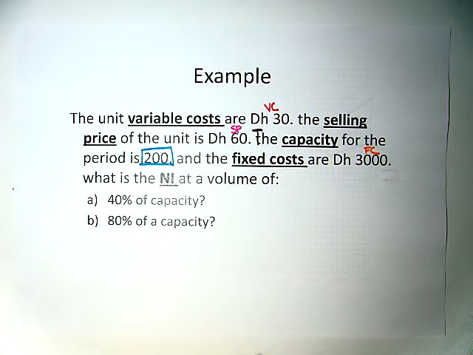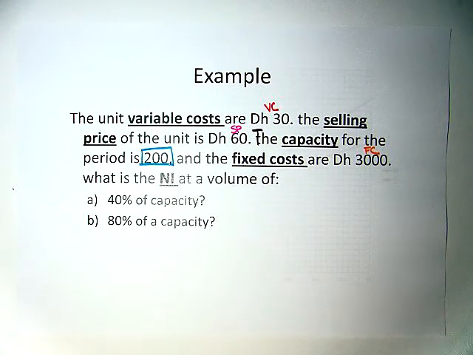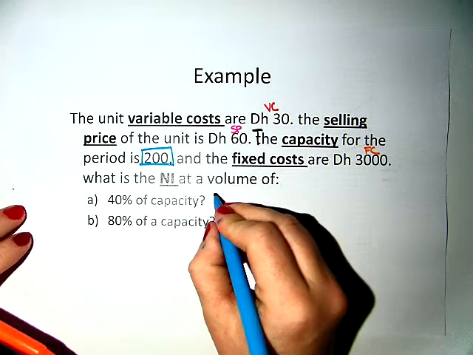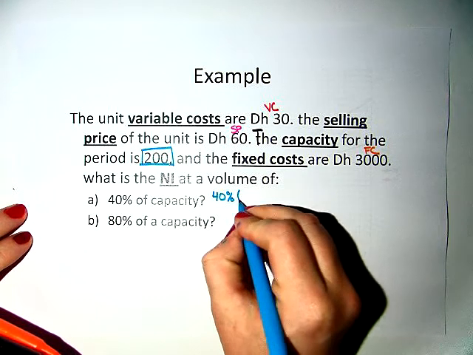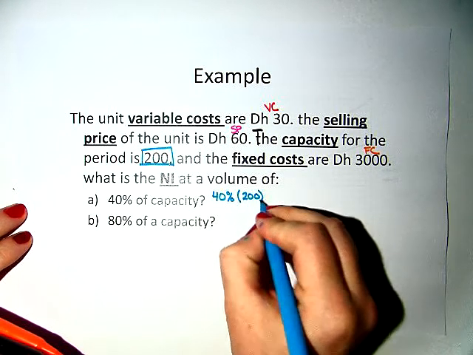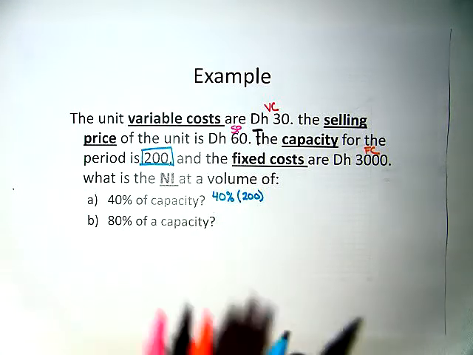What is the net income at a volume of 40% of capacity? Okay, so the capacity is 200, so we need to figure out what 40% of 200 is. But I think it would be really easy to see how to find net income first.